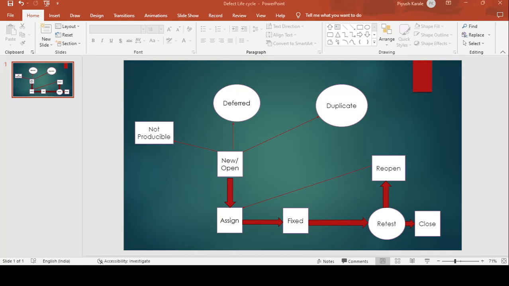Good morning, guys. This is Pushpak Raj, and today's topic is the defect life cycle. What is the defect life cycle and how does it work in the IT sector?